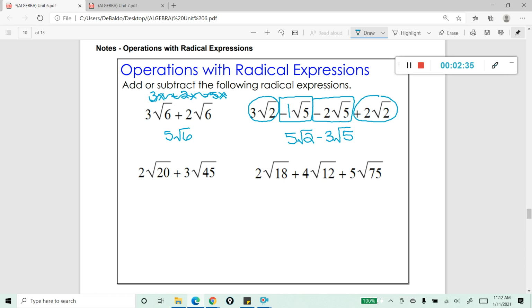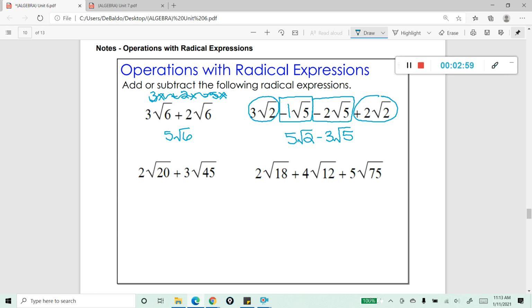Okay, now let's go ahead and bump it up just a little bit. We're going to have to do a little bit of work here in simplifying some radicals that we learned in a previous section. So in this next one, we have 2 root 20 plus 3 root 45. Hopefully you notice that root 20 and root 45 are not simplified. So we actually have to simplify them.